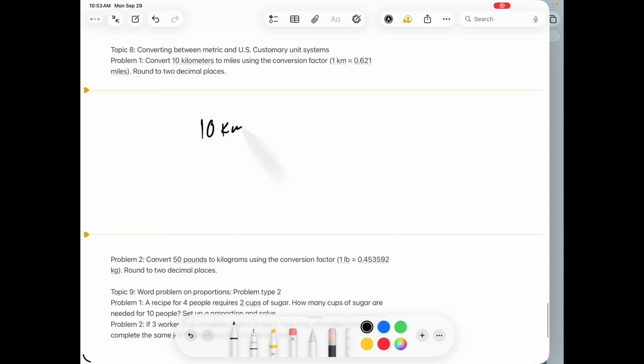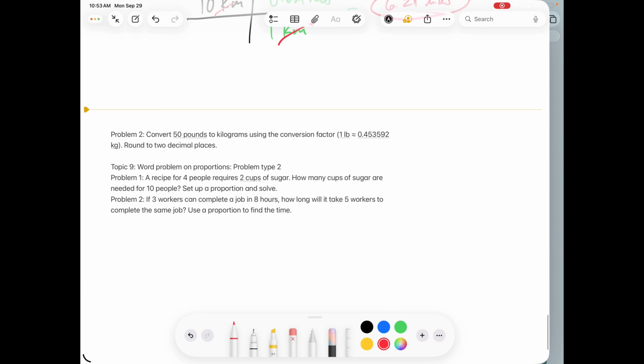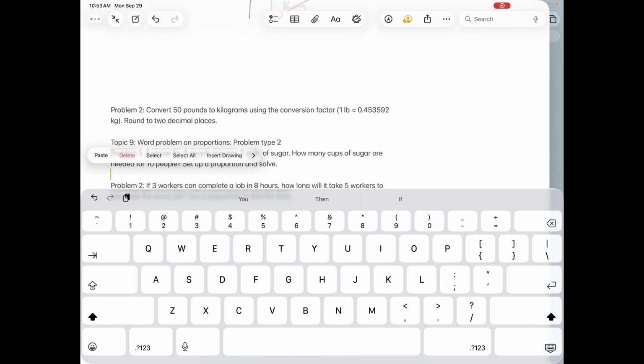Here, 10 kilometers to miles. They tell us right there what our conversion is. 1 kilometer is 0.621 miles. So on this one, the kilometers cancel out, and I'm left with miles. So it'd be 6.21. So that's kind of the same as what we were doing before. If we need to go back over any of these Wednesday, we can.